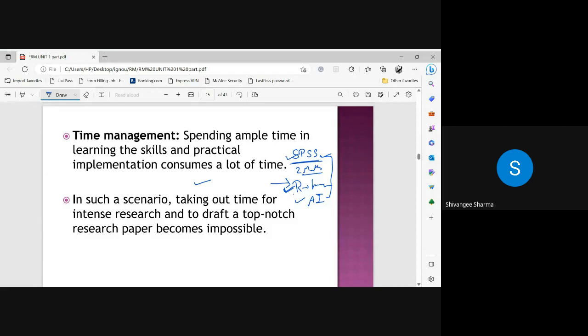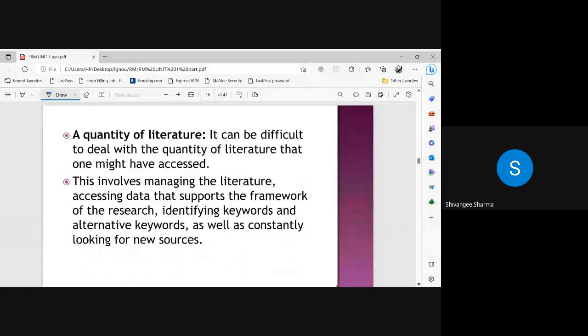And in today's world, nothing is like calculating by hand. You have to do every kind of research on these software only. So choose wisely whenever you are going to make your project. You can use Excel also. It's okay, it's just an MBA project. So learning these software and projects requires a lot of time. In such a scenario, taking out time for intense research is basically impossible, because time constraints are always the problem which a researcher faces.